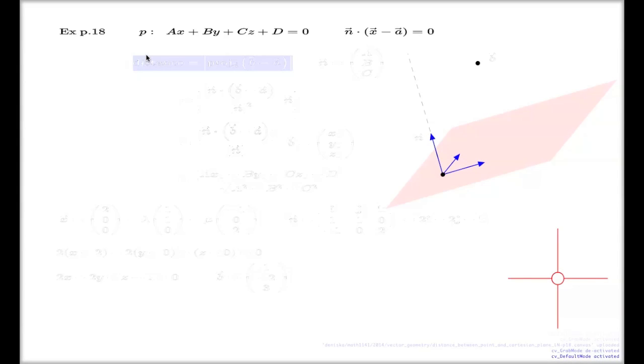The question on page 18 says find the distance between the point and a plane. The plane in that question is given in Cartesian form. The plane itself is here somewhere. Here, that's the plane which you see in that question.